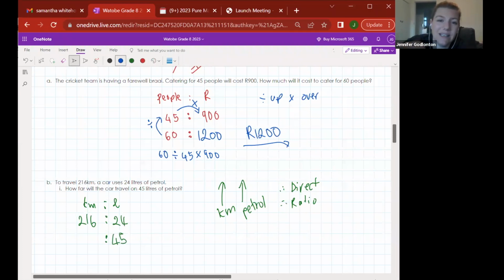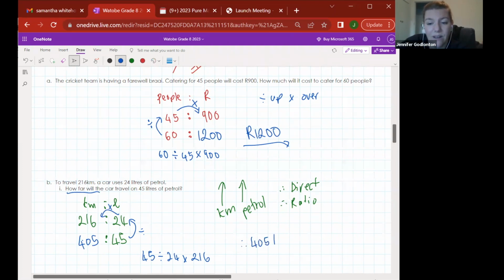So we're going to do our sneaky divide up times over. Divide up, so 45 divided by 24 times over times 216. And you should get the glorious answer of 405 kilometers. So just be careful. Some of you are telling me liters, but they're asking how far will it travel? So it will travel 405 kilometers. Nice job, guys.